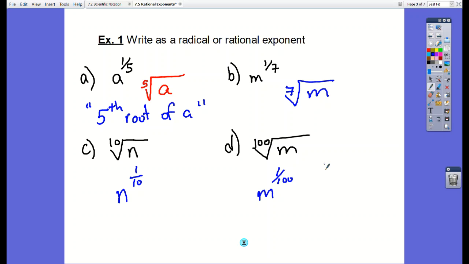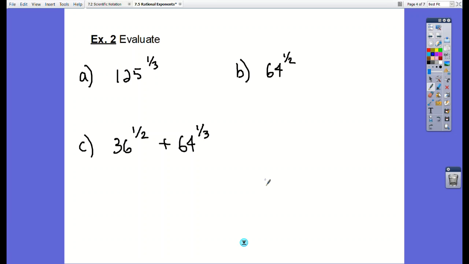So then let's take this idea and put numbers instead of variables here, and let's evaluate. For this example, even though I didn't tell you to, I want you to get the practice of converting this to a radical and then writing your answer. So change this to a radical, this to a radical, these two to radicals, and then evaluate them. You should come up with a one-number answer.